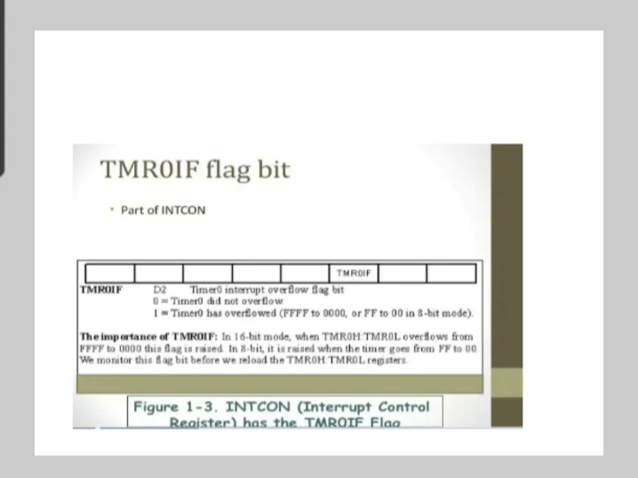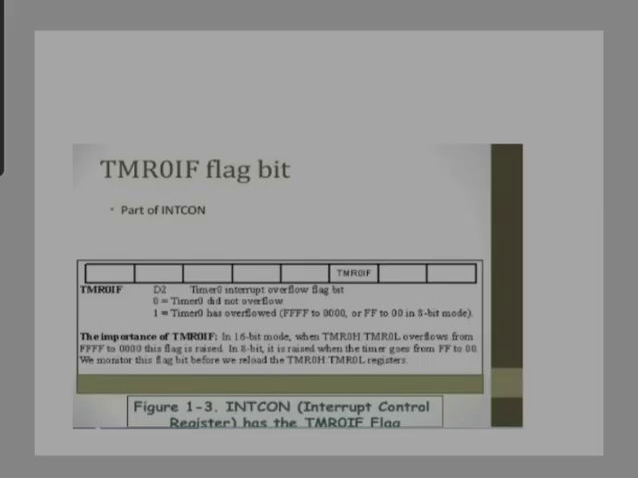Then there is timer 2 also. It is an 8-bit timer with features such as an 8-bit timer, 8-bit period register, programmable prescaler, and programmable postscaler. There is an interrupt when timer 2 matches the period register 2. Timer 2 can be used for the PWM mode for the CCP module. The CCP module we'll see in the next lecture.